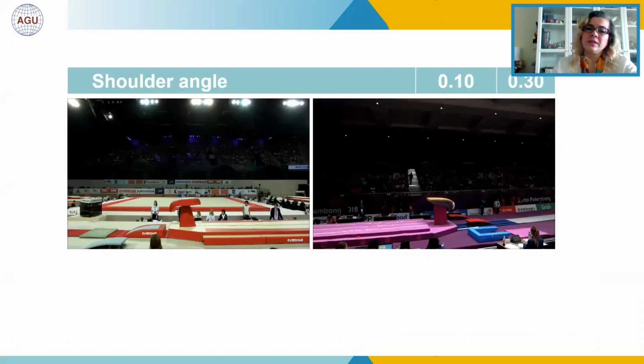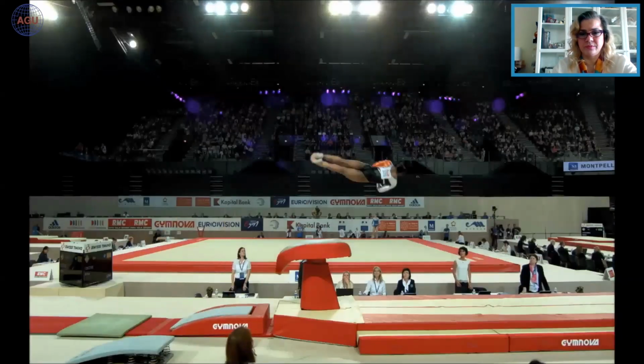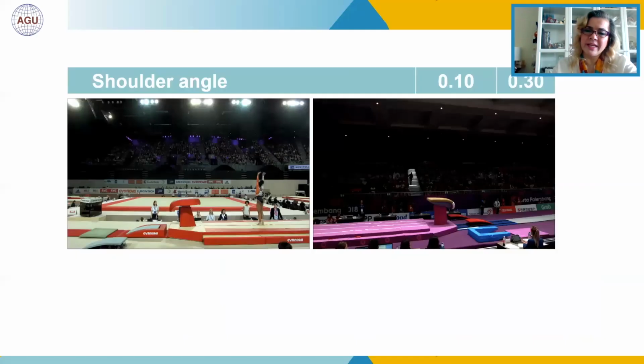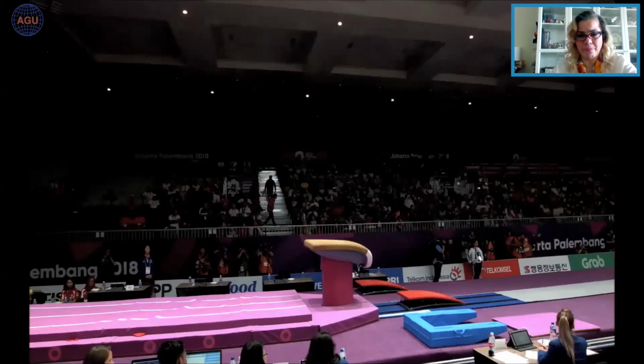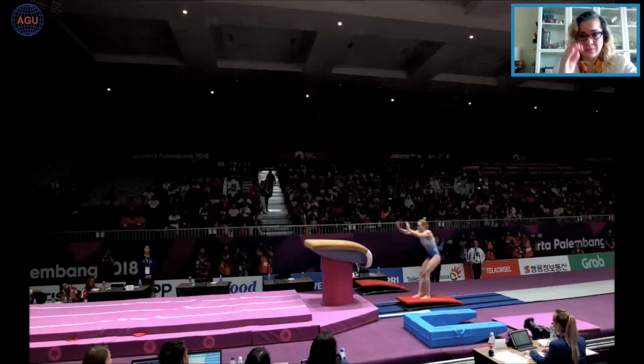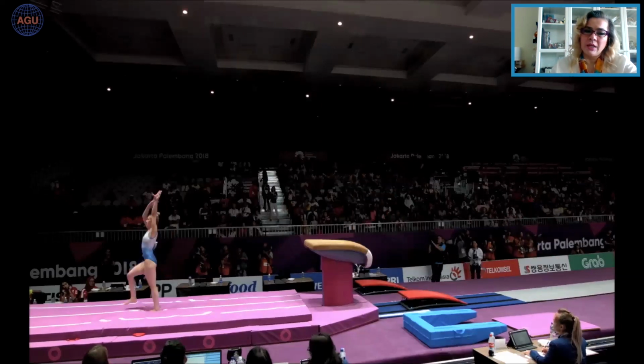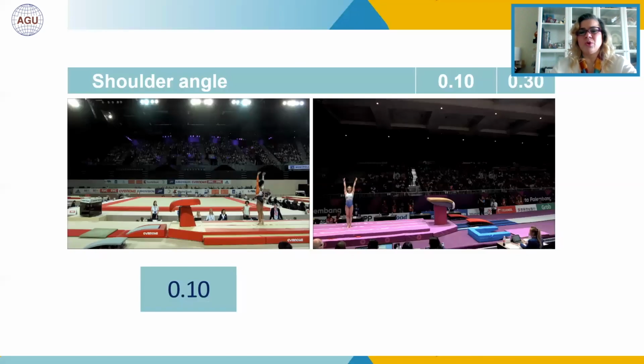And in the repulsion phase, other than the bent arm, we also have shoulder angle. So let's see the first example. With slight shoulder angle shown, we deduct 0.1, and remember the maximum deduction is 0.3. Let's see another example. Here, as you could see, she had more angle in the shoulder, so we deduct 0.3.